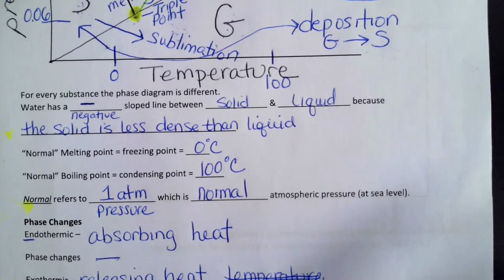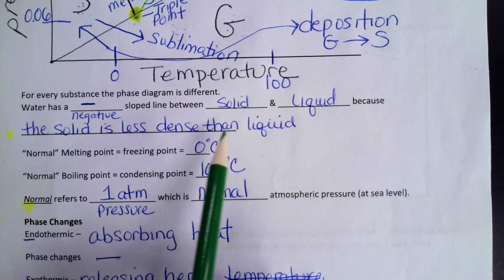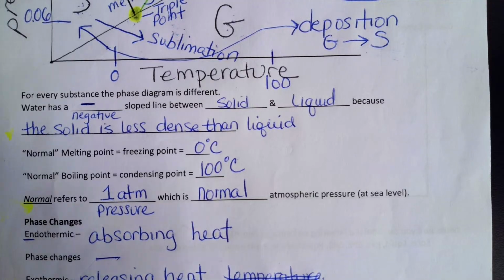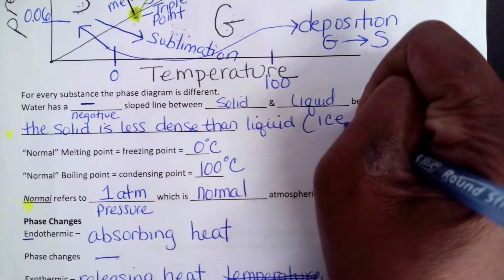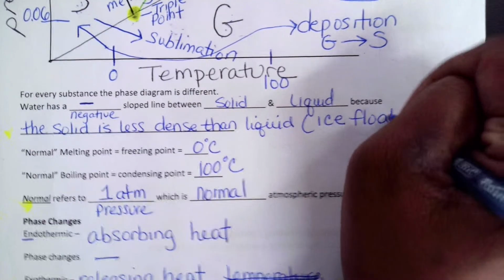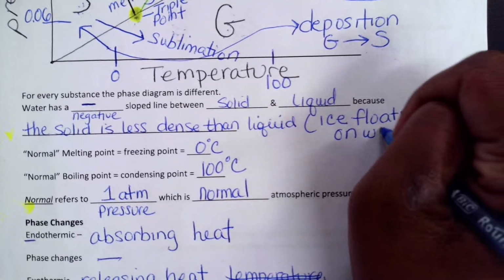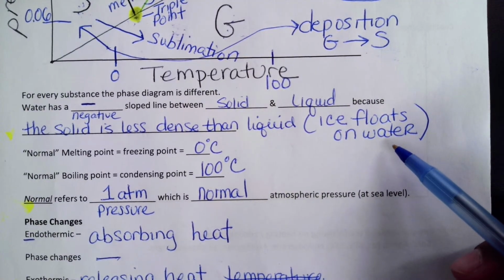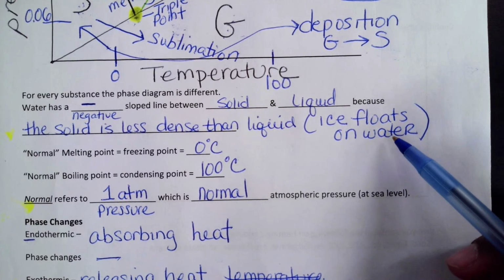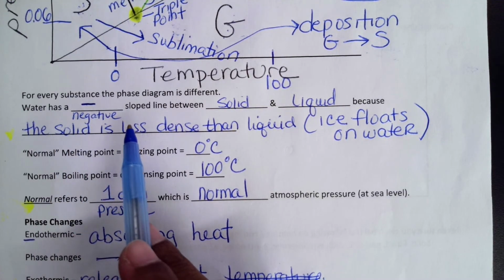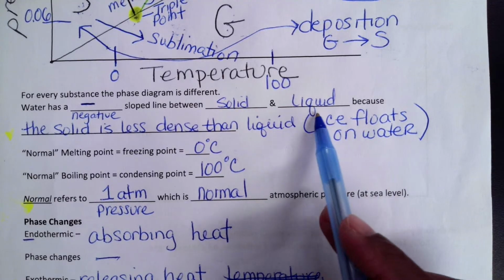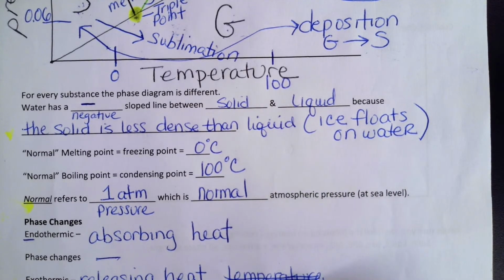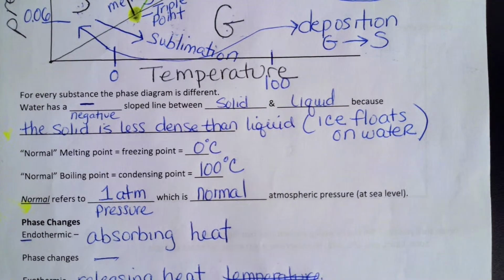And right here, the wording seems a little bit confusing, but if you just write down ice floats on water, that would make more sense to me. And this is a good technique too when you are taking notes in college. So I wrote something down. It was a little bit confusing for me, but I clarified it and made it easier to understand off to the side. So these are the notes for phase diagrams.